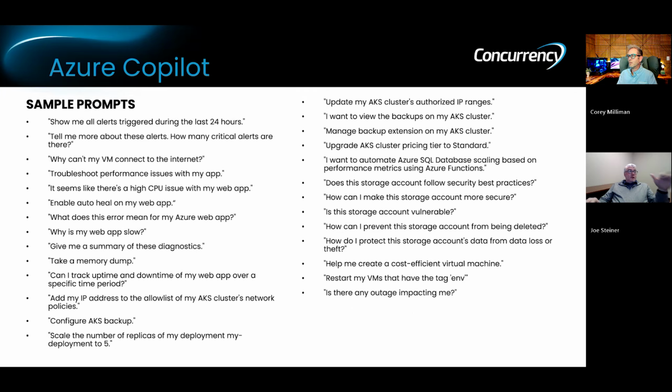Whole host of things. Here's the other. So again, alerts, why are things not working? Help me troubleshoot performance issues I might be seeing. Enable auto healing on a web app. They started to pull in, we did a session on the site reliability engineer agent that had come. That's been folded into this. So a lot of that functionality is built in here.